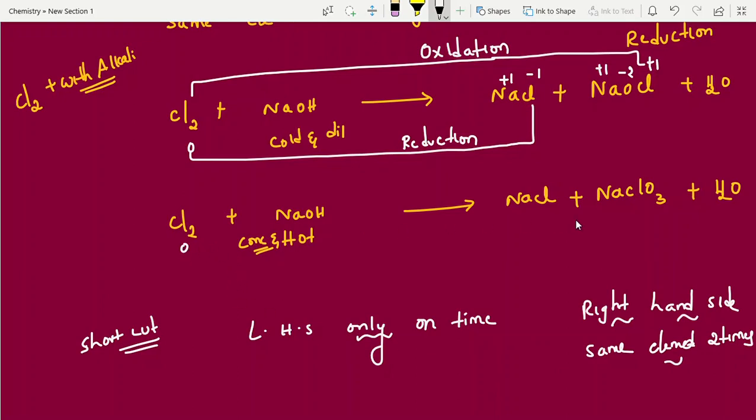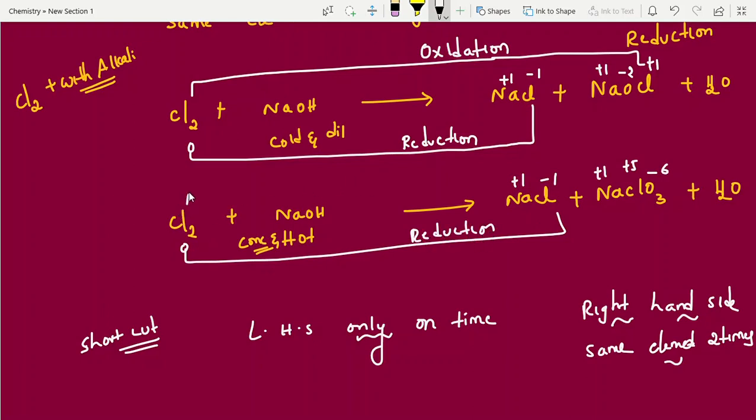Now look into this. Here also calculate: 0. This is the no-change byproduct, but here minus 1, plus 1, plus 5. So one undergoes reduction and another one undergoes oxidation. This is the guy, plus 5, oxidation. Clear?